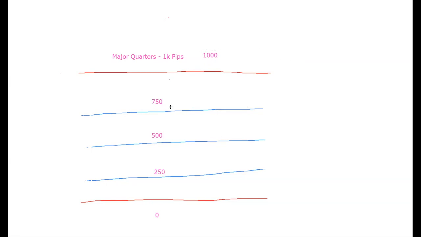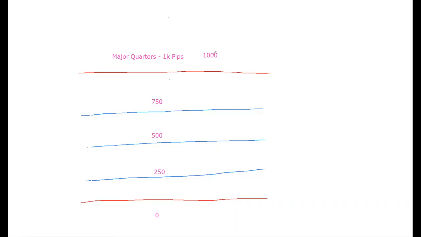Right? So essentially, each one of these goes up another 250 pips. Okay, so it'll go the 250, it'll go the 500, and then it'll go the 750. Why? Because it's 25, 50, 75, right? You just count by 25s and then add the 0, right? Basic math.